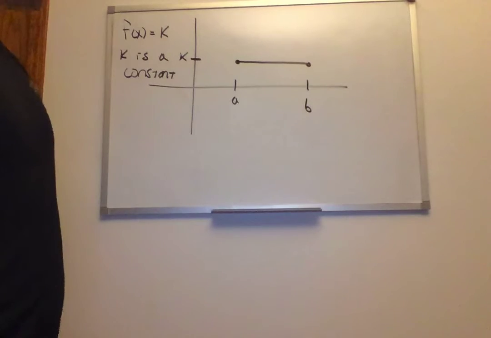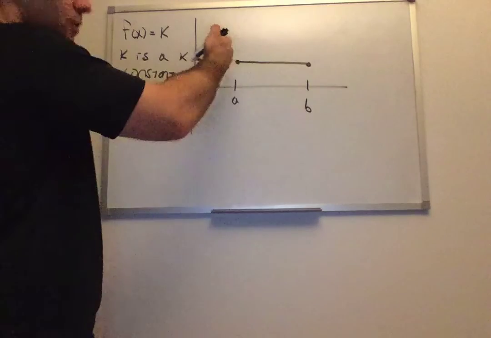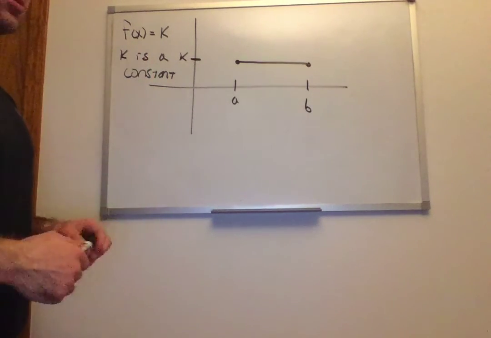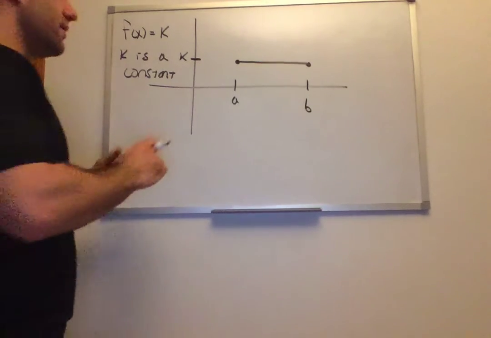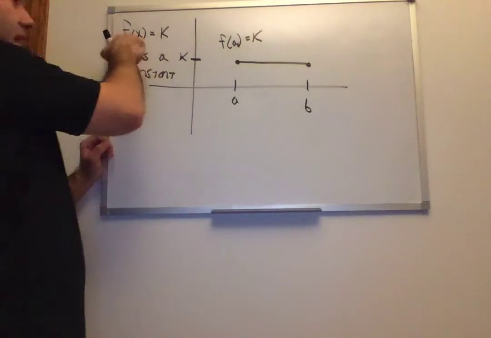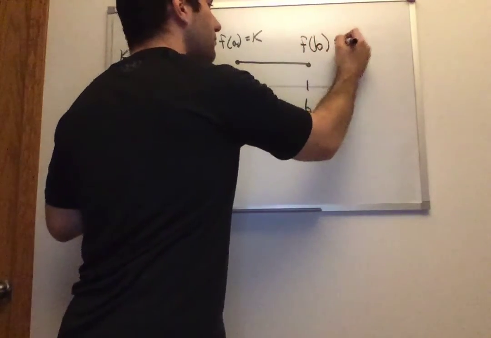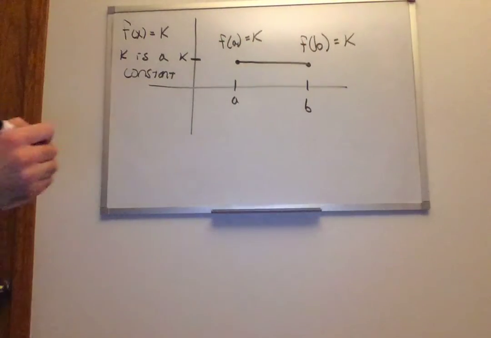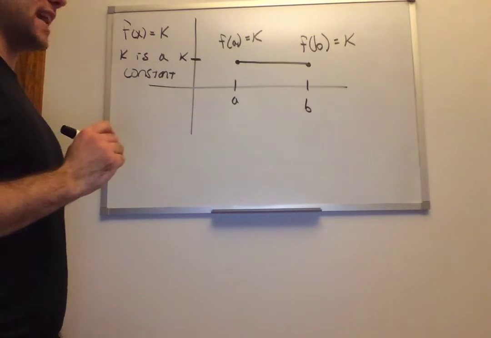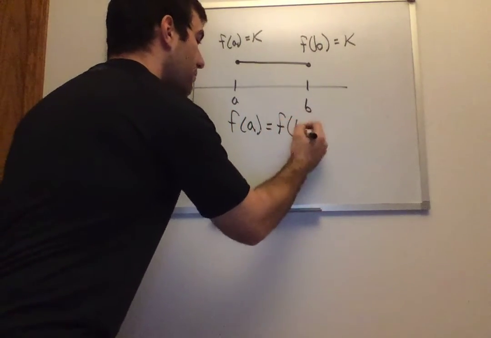Is it differentiable? Well, yeah, it's differentiable. It's just a number. The derivative of a number is 0. The slope of a horizontal line is 0. So, it's continuous, it's differentiable, and now f of a, well, that's equal to k. Any x value, it's equal to k. And f of b is equal to k. So the final hypothesis is satisfied. F of a equals f of b.